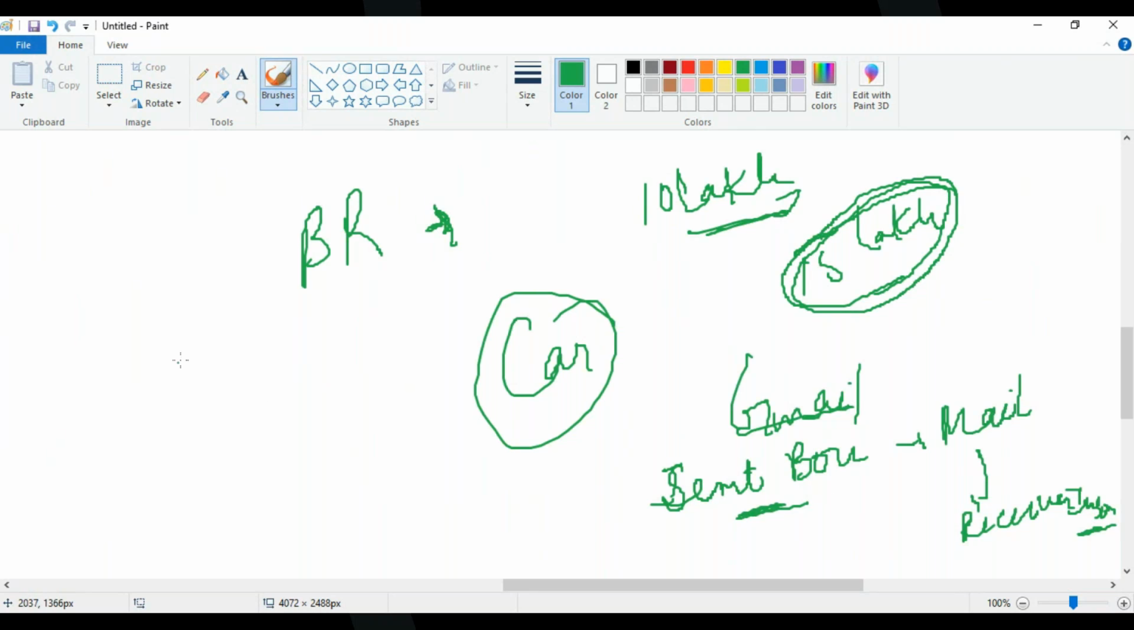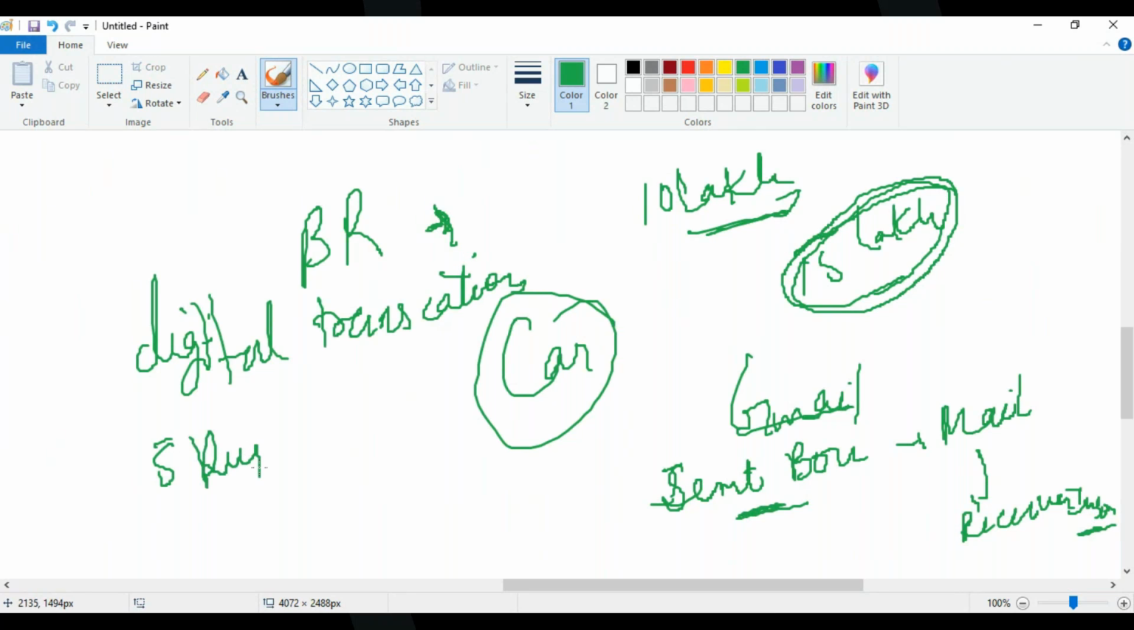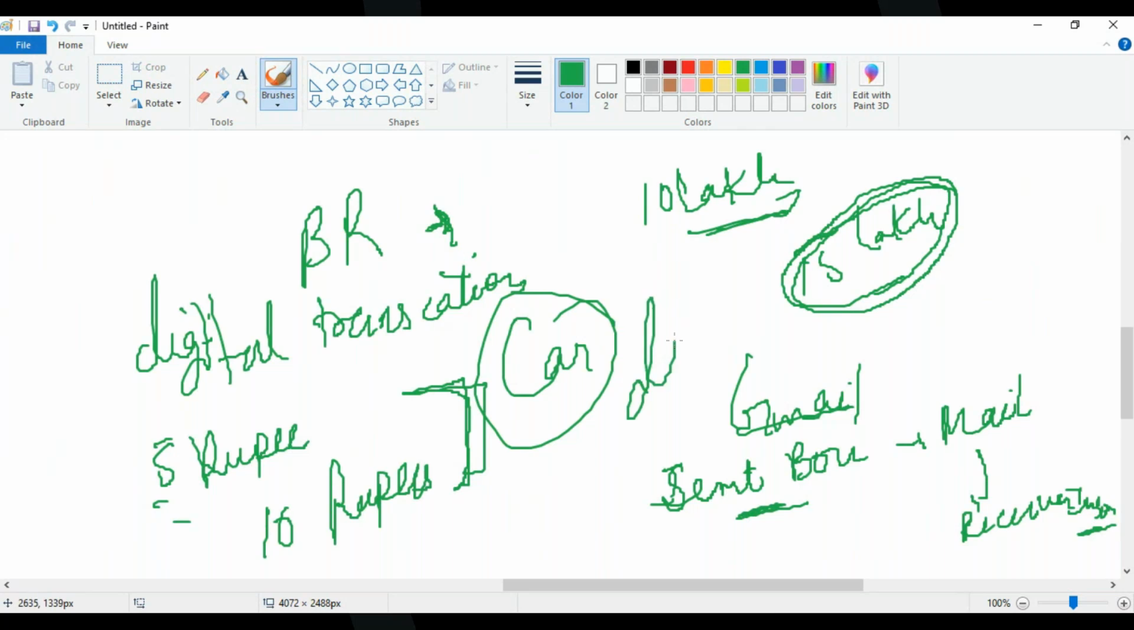The other thing is digital transactions. How do these things happen? Suppose I go to the bank and submit 5 rupees there. Then I tell my bank that I have deposited 10 rupees. To overcome this problem, the bank will use digital signatures.